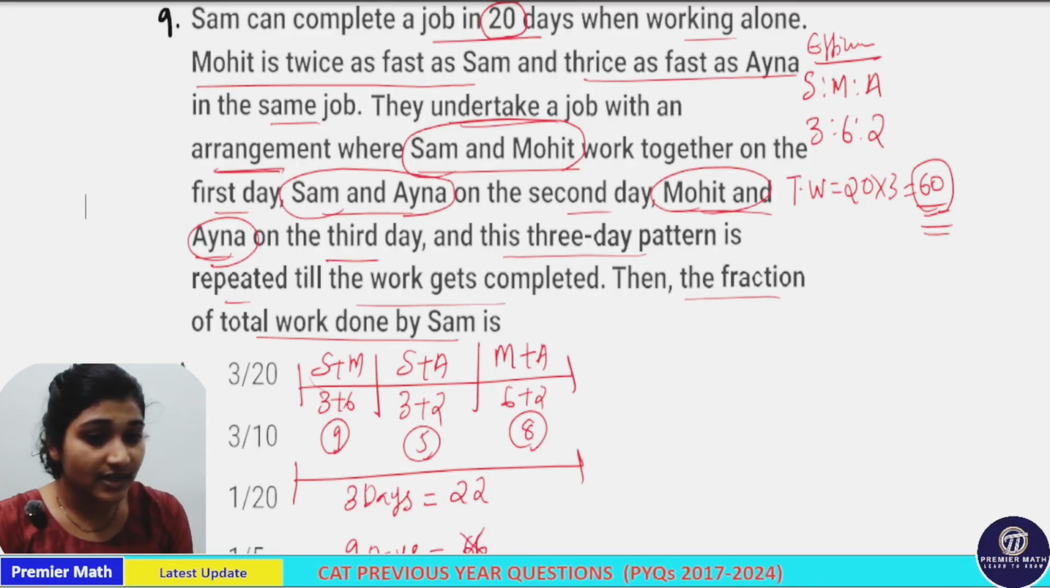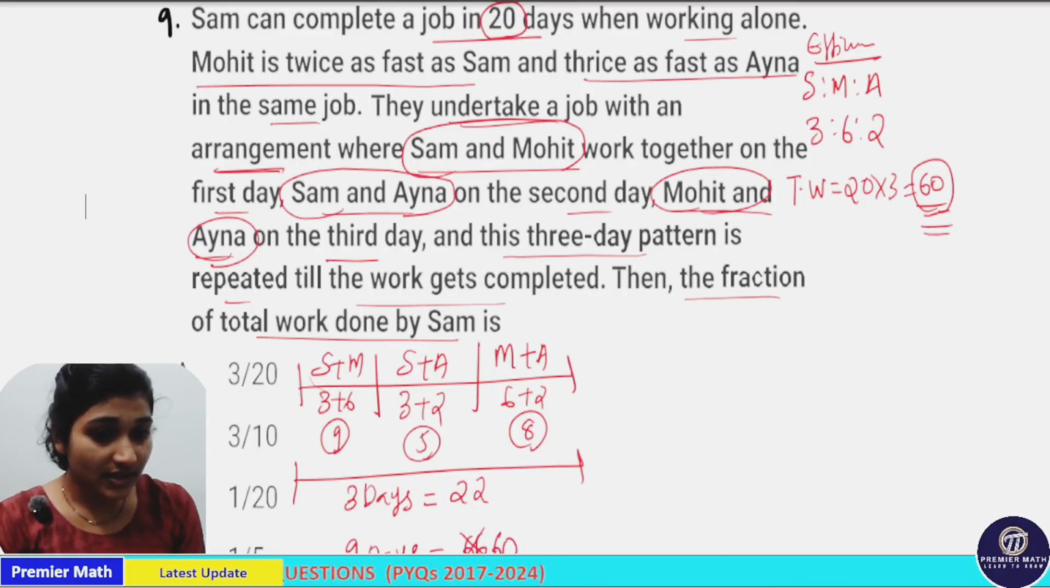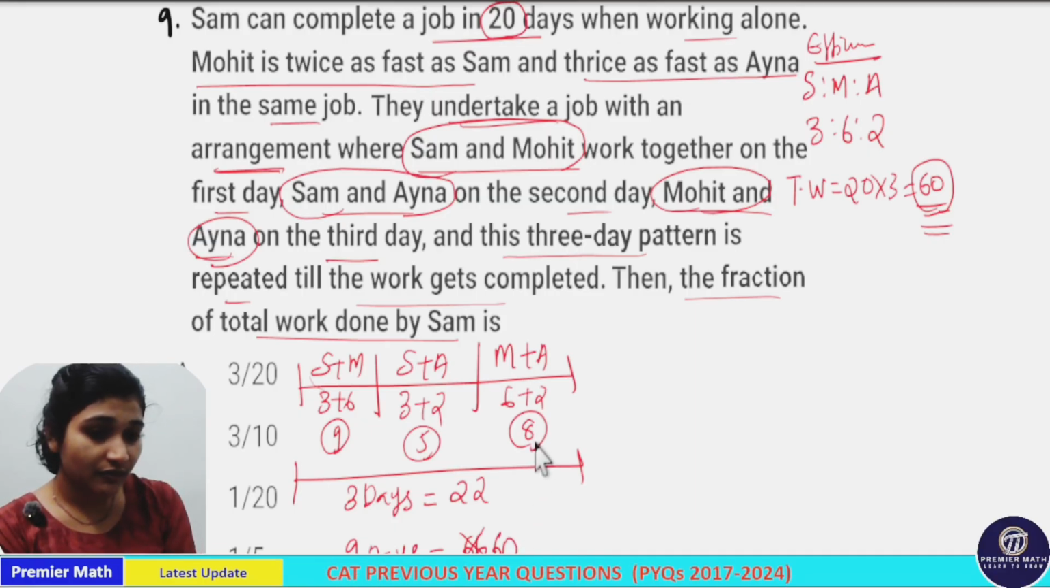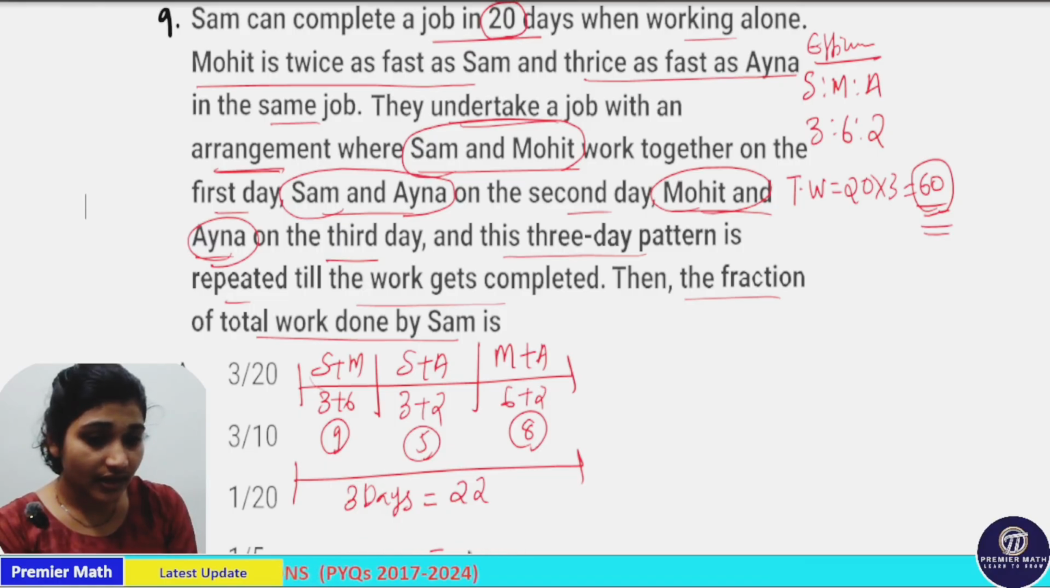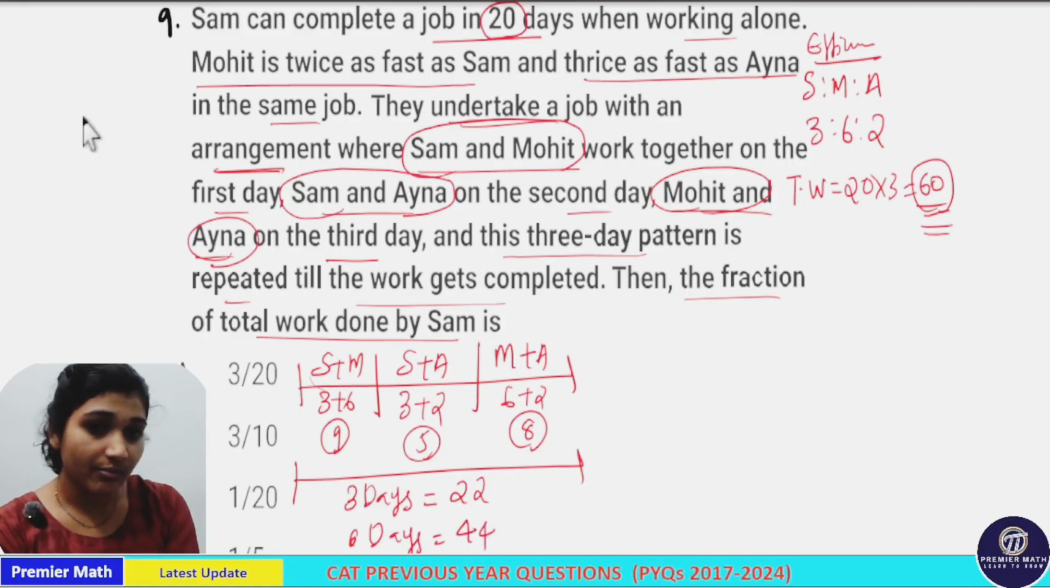But we don't need 66 units. We only need 60 units. And here you can see the remaining 6 units, which we have to subtract from this 8 units. Or if you have confusion regarding this, just take that in 6 days, 44 units are completed.